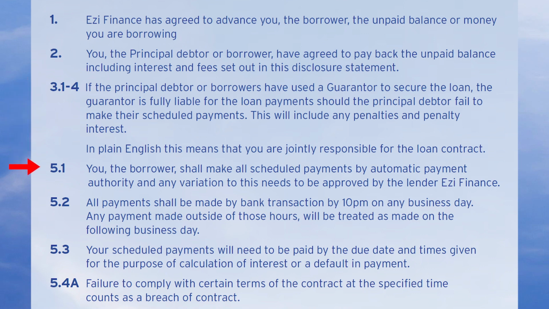You, the borrower, shall make all scheduled payments by automatic payment authority, and any variation to this needs to be approved by the lender, Easy Finance. All payments shall be made by bank transaction by 10 p.m. on any business day. Any payment made outside those hours will be treated as made on the following business day. Your scheduled payments will need to be paid by the due date and times given for the purpose of calculation of interest or a default in payment. Failure to comply with certain terms of the contract at the specified time counts as a breach of contract.